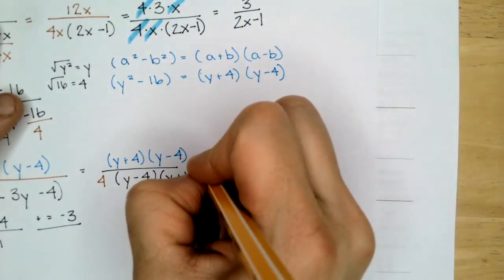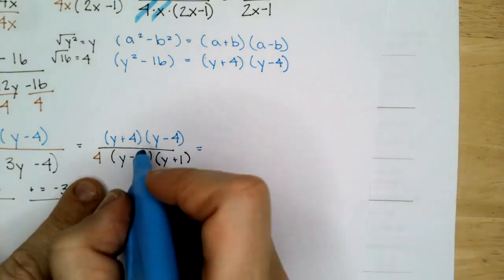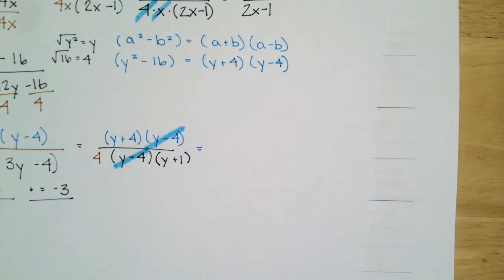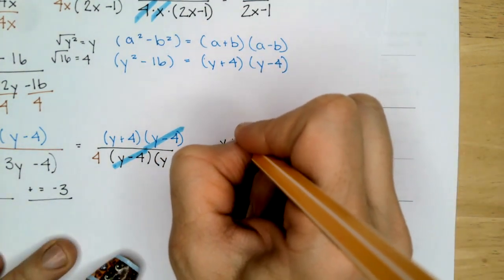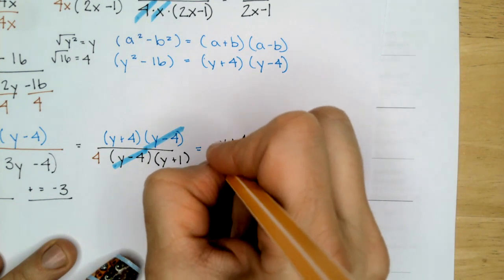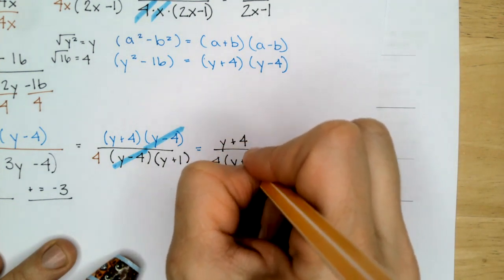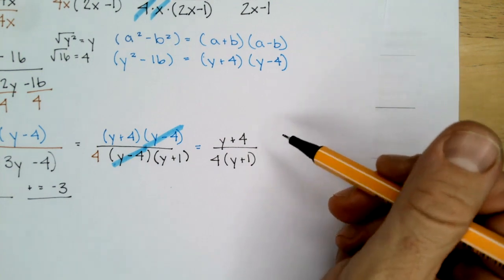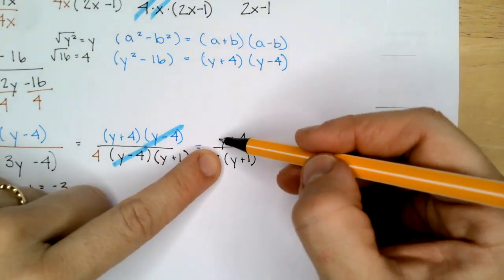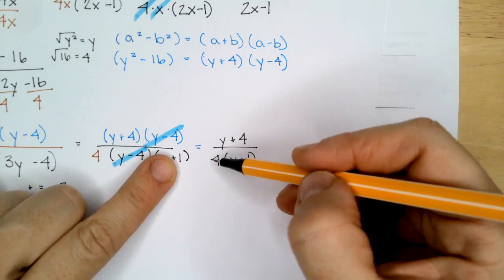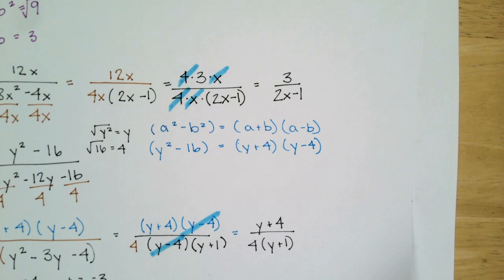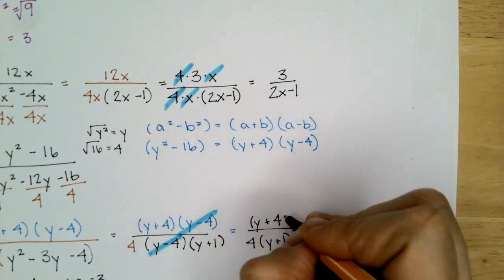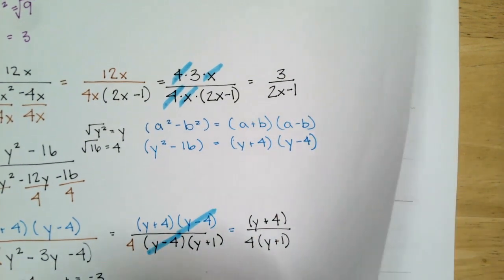Now we're at the step where we can just cancel. So we're going to cancel y minus 4, y minus 4. Y plus 4 on top, y plus 1 on the bottom. There's nothing else you can divide out, right? This is not the same as this, and it's obviously not the same as the number 4. So there's no common factors anymore. That would be one factor. All right, so that's 5.